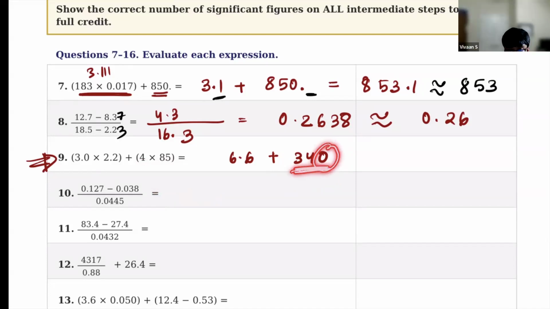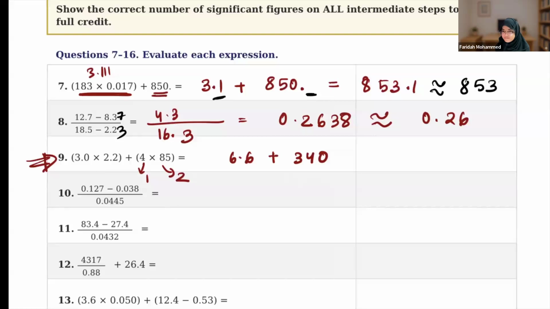So the 0 is not significant, but this one was 1 sig fig. This is 2. So your answer should have how many sig figs? 1 versus 2, which one is the lowest? 1. So this one should have how many sig figs? That's 2 sig figs, and it should have 1. Okay, how do we round it off to 1 sig fig?